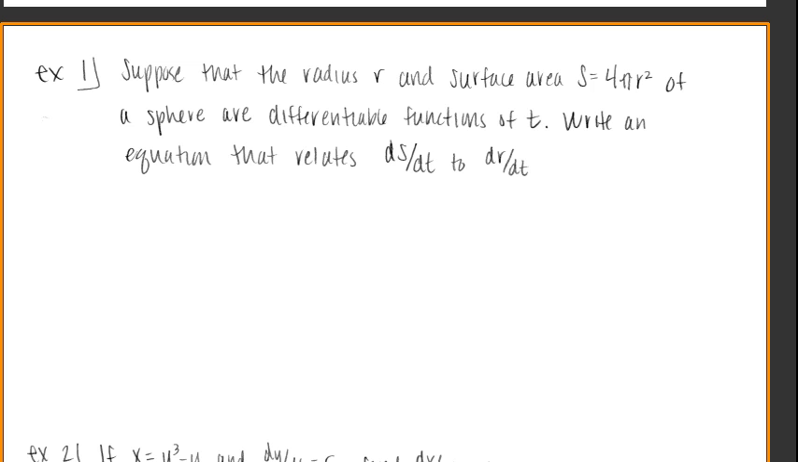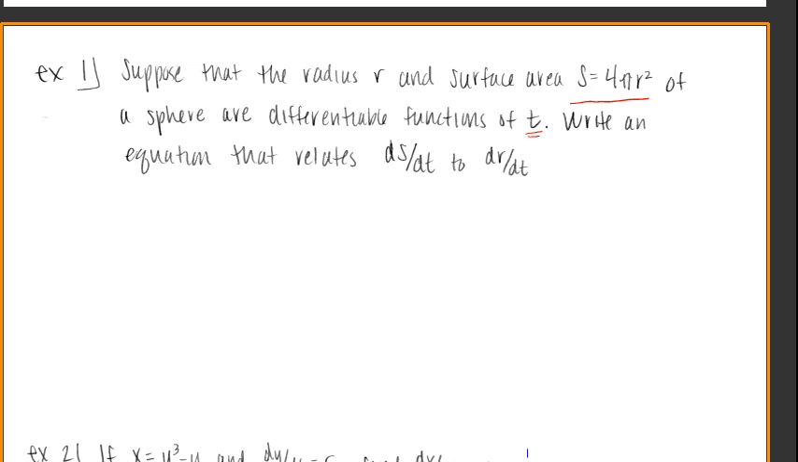We want to suppose that the radius r and the surface area, given by this equation of a sphere, are differentiable functions of t. So it's good to know that we're differentiating with respect to t. And we want to write an equation that relates ds dt to dr dt. Okay, so let's get started. First of all, since r and s are both differentiable functions of t, if there's not an r variable or an s variable, everything else you can almost treat as a constant.